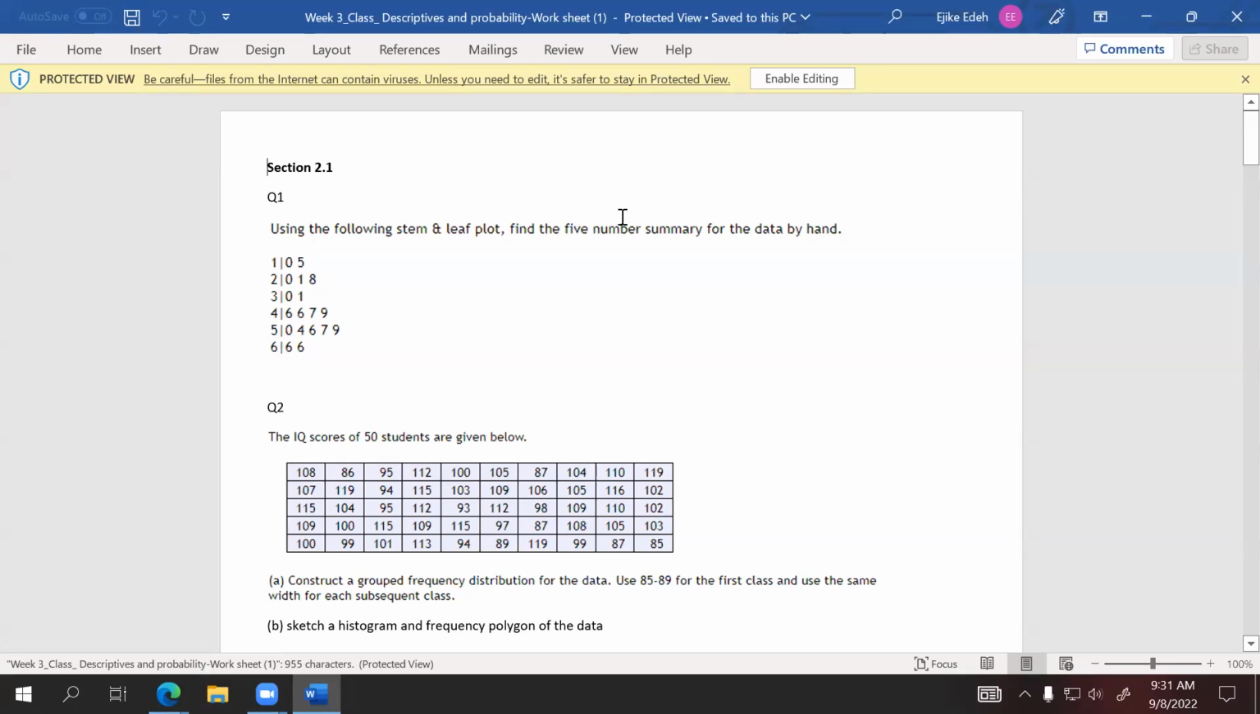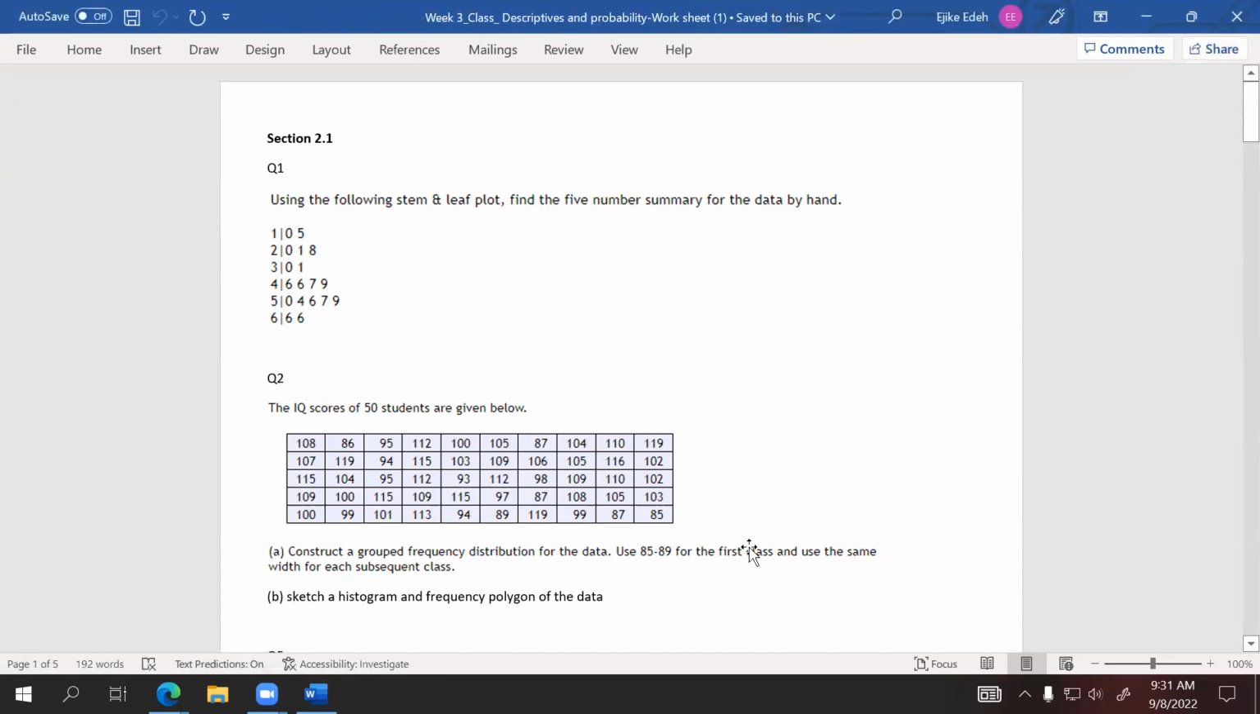Okay, so last class we stopped at variance and sample variance and standard deviation. So this one.